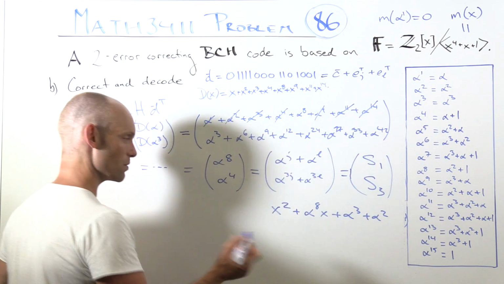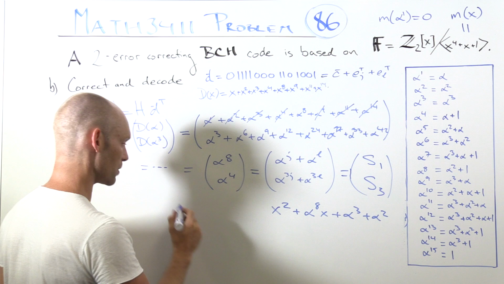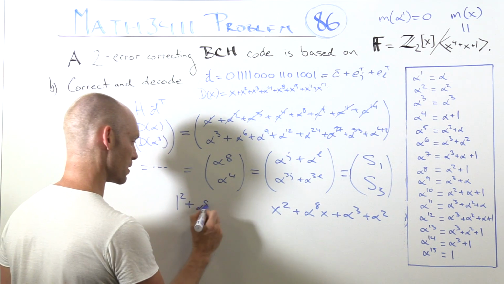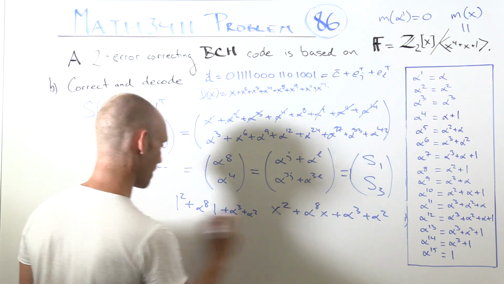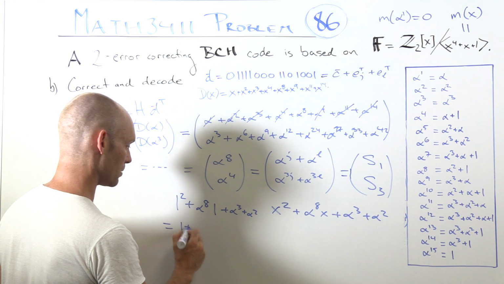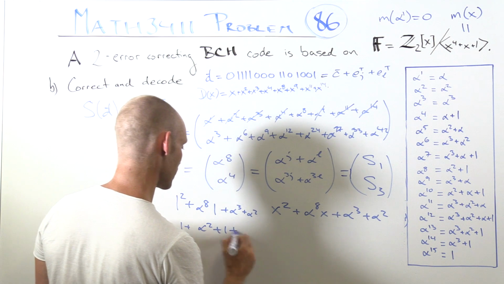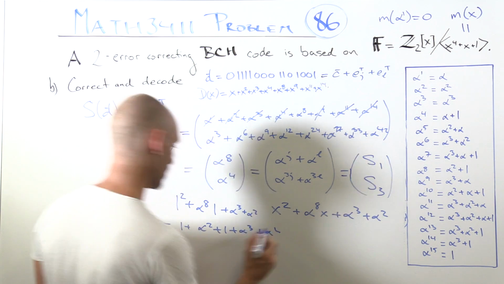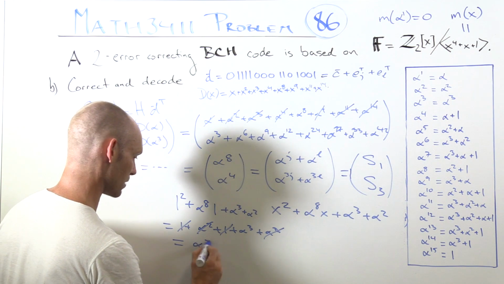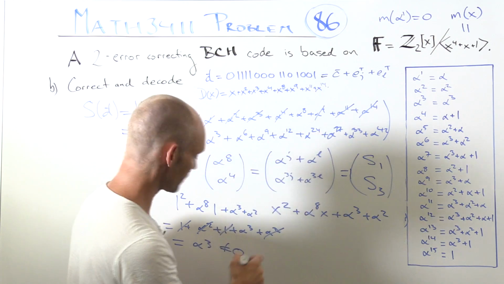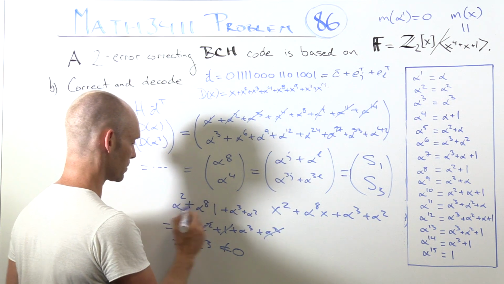So let's do that. Let's first test, is 1, for instance, alpha to the power of 0, a root of this polynomial? So 1 squared plus alpha to the power of 8 times 1 plus alpha to the power of 3 plus alpha to the power of 2. Well, that's 1 plus alpha to the power of 8, which is alpha squared, plus 1 plus alpha cubed plus alpha squared. And a couple of things cancel. In fact, everything cancels except alpha to the power of 3, which unfortunately is not 0, so 1 is not a root. Okay, we move on to alpha.